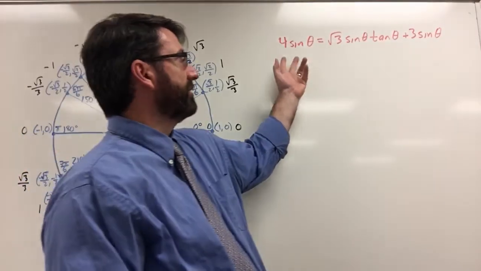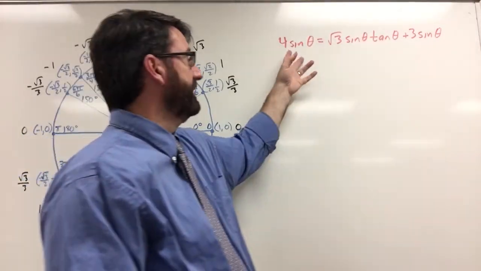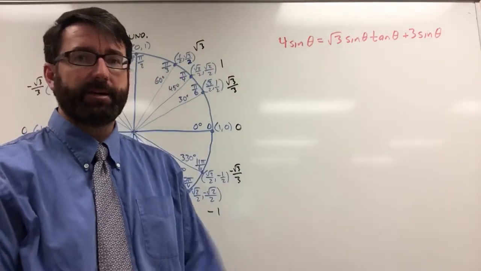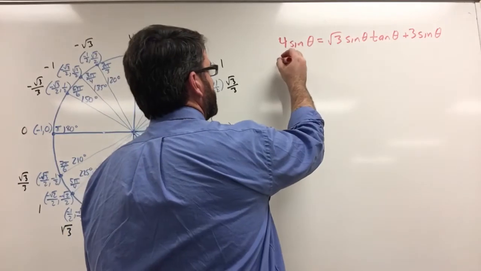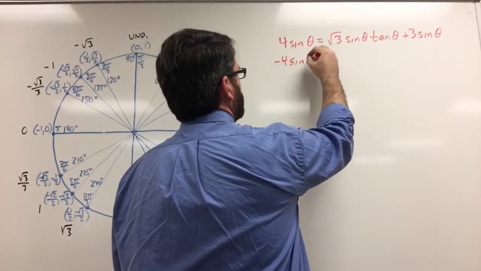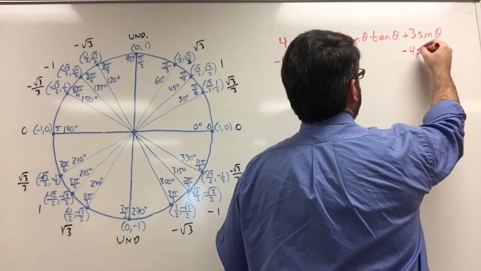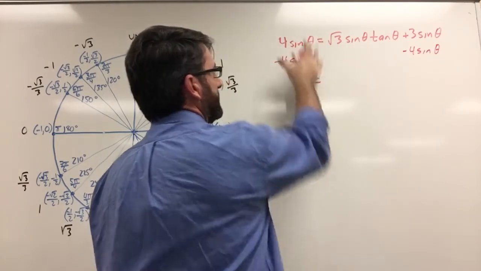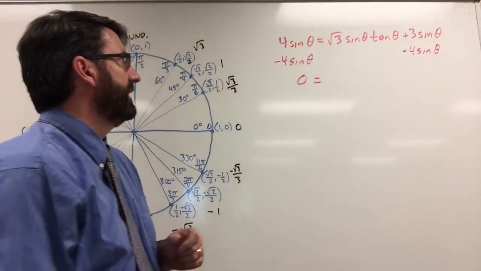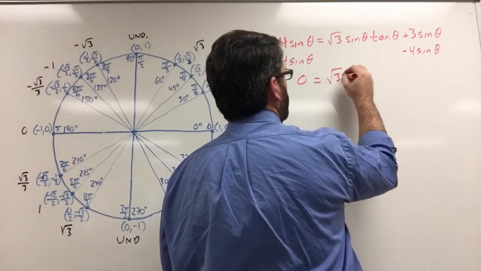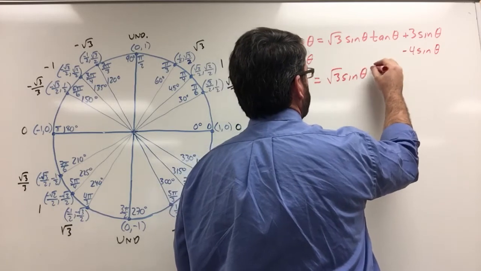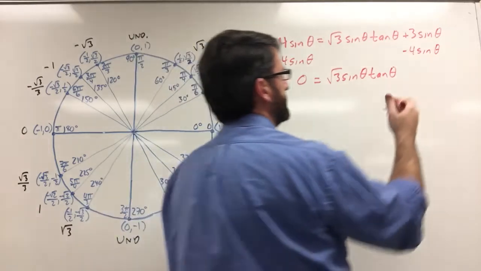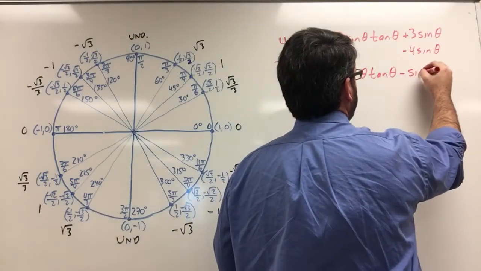And so anytime we're factoring, the first step is going to be to get everything over to one side and get the other side equal to 0. So let's subtract 4 sine of theta from both sides. And so this left side will be 0. And we get square root of 3 sine theta tangent theta, and then negative 3 sine theta minus 4 sine theta is negative 7 sine theta.